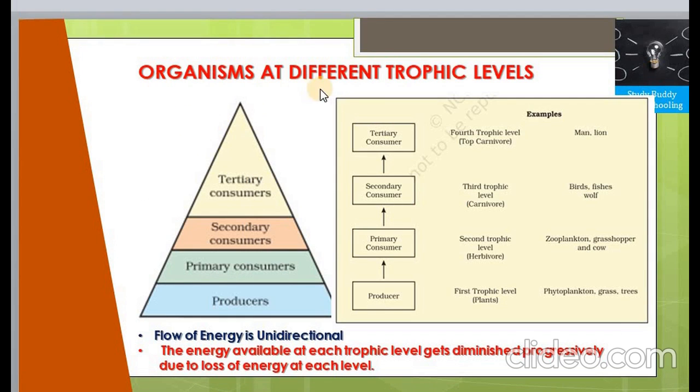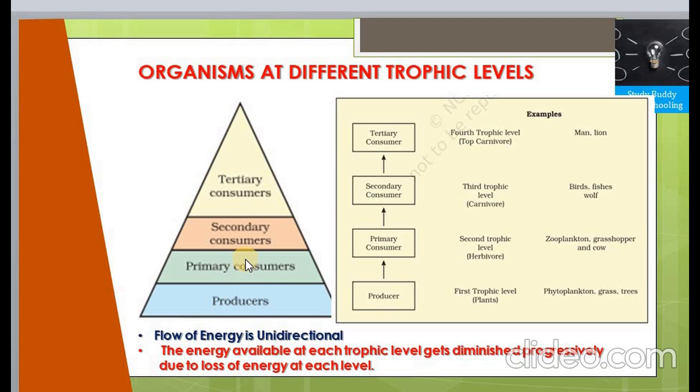Now let's see organisms at different trophic levels. So you have a pyramid here with organisms at different trophic levels. At the base of the pyramid, we have producers. They form the first trophic level. So these producers, as the name suggests, produce their own food. They are the autotrophs. They derive their energy from the sun to make the food. They occupy the bottom of the pyramid. Examples are phytoplanktons, grass and trees. They form the first trophic level.